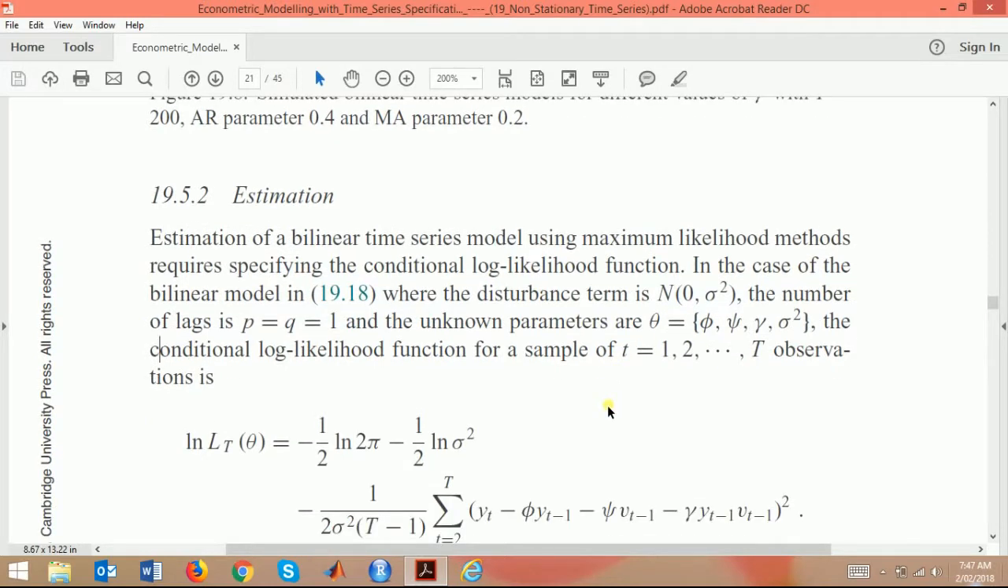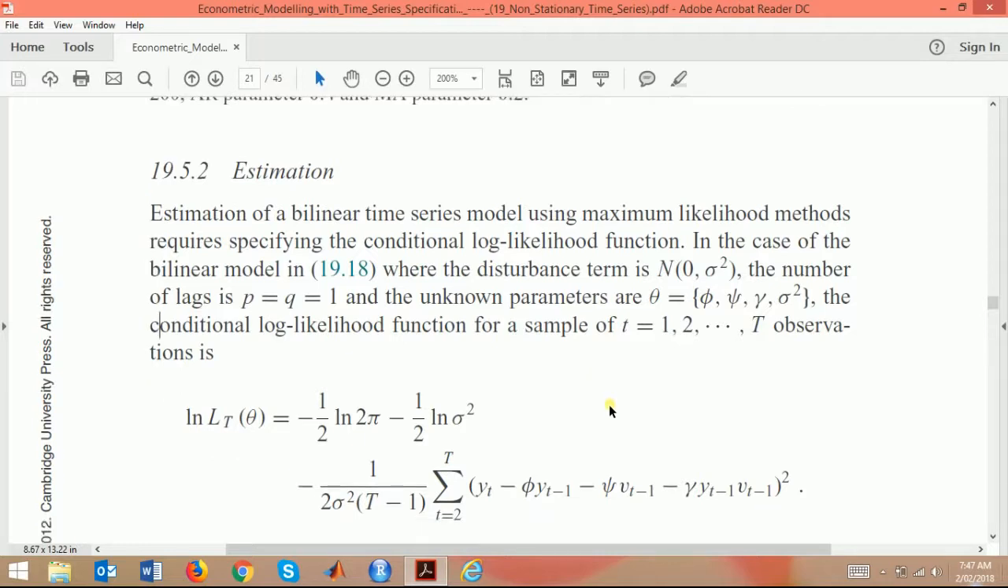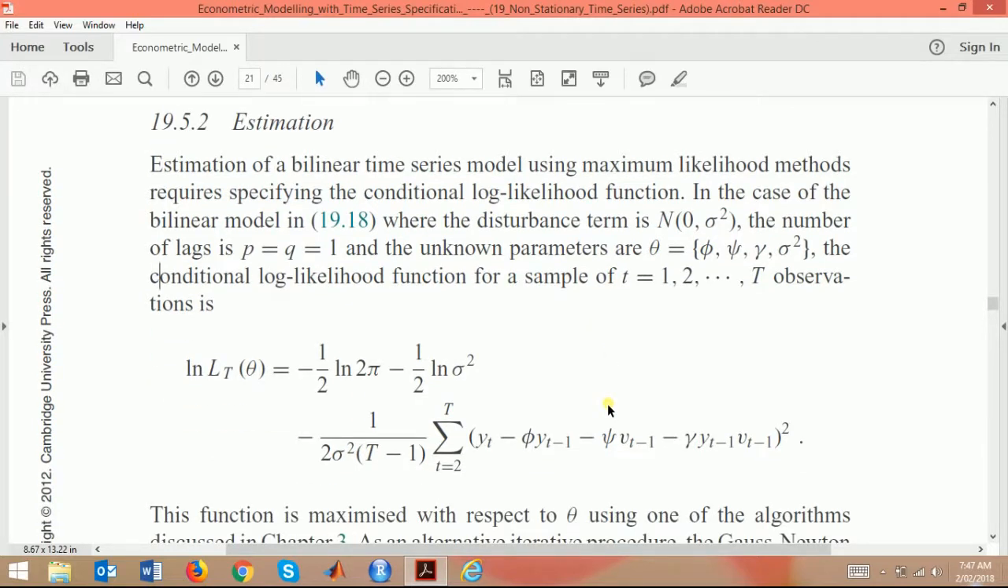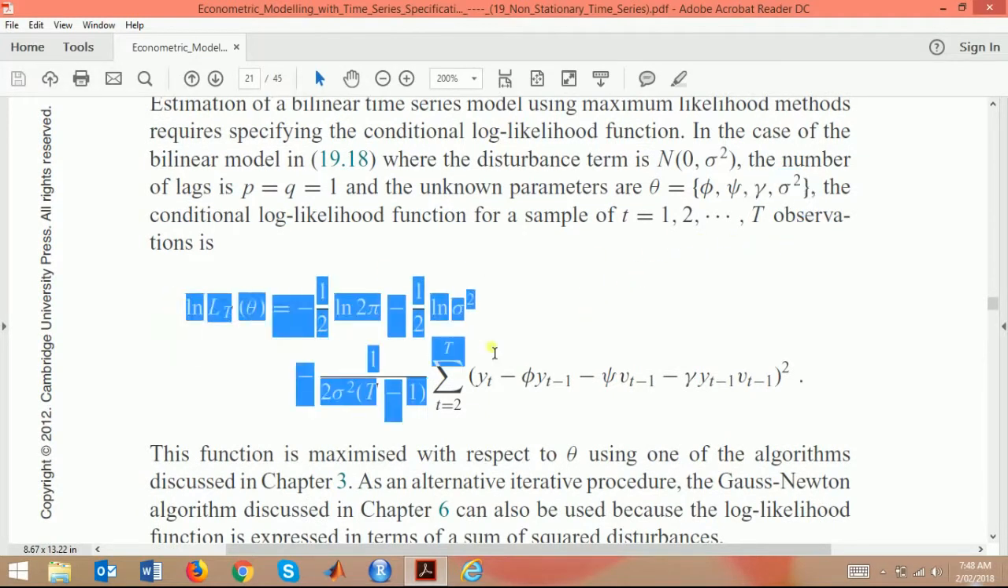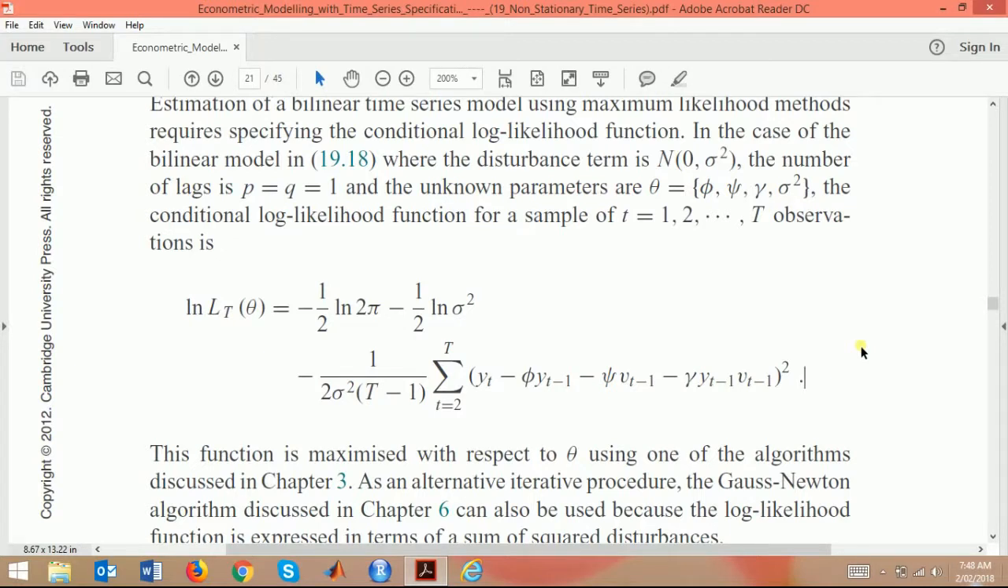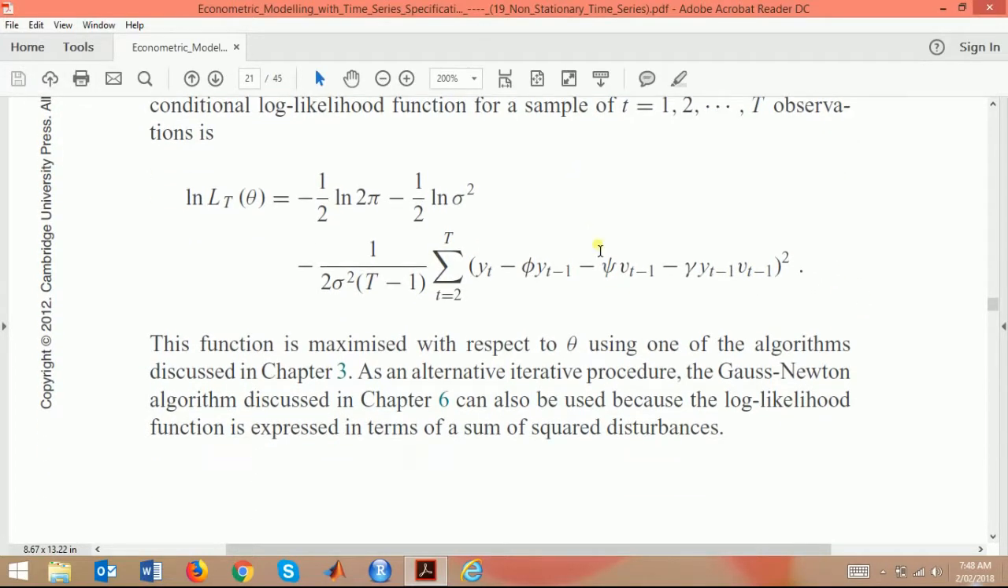Estimation of a bilinear time series model using a maximum likelihood method requires specifying the conditional log likelihood function. In the case of the bilinear model where the disturbance term has zero mean and sigma square variance, the number of lags is p equals q equals 1 and the unknown parameters are theta equals phi, psi, gamma and sigma square. The conditional log likelihood function for a sample of t equals 1 to T observations is based on yt minus phi yt minus 1 minus psi vt minus 1 minus gamma yt minus 1 vt minus 1, squared. So just a simple log likelihood function.